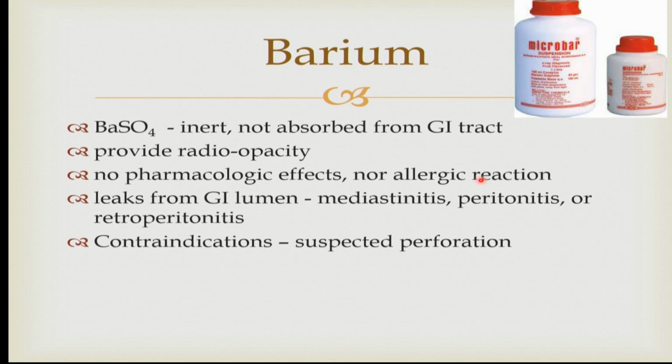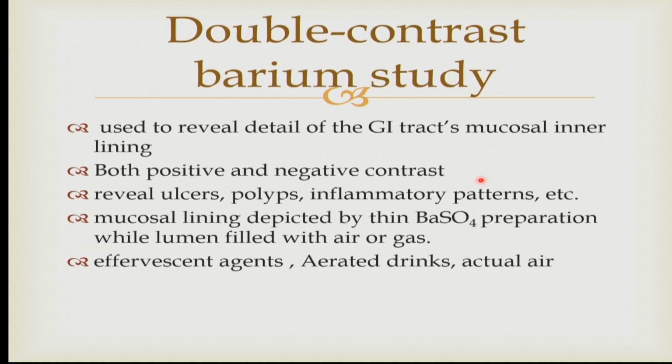It is not absolute, and when there was nothing else available, barium studies were still performed in patients with suspected perforation. Then we should know what a double contrast barium study is. We use positive contrast and negative contrast as well. We distend the lumen with the negative contrast, and the positive contrast then gets close to the mucosal surface. That is how the mucosal lining is well depicted, and we get more sensitivity for the examination.